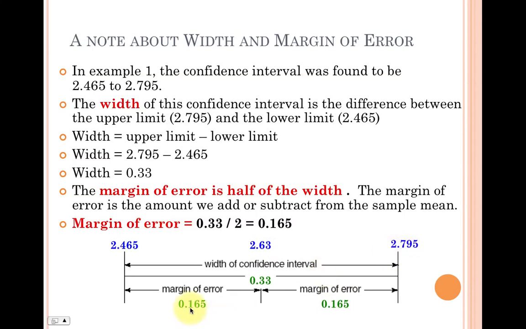So that margin of error is that plus or minus that can be placed after the sample mean to express the confidence interval. That's another way of expressing a confidence interval. We could say that the confidence interval is 2.63 plus or minus 0.165. It means the same thing as 2.465 to 2.795.